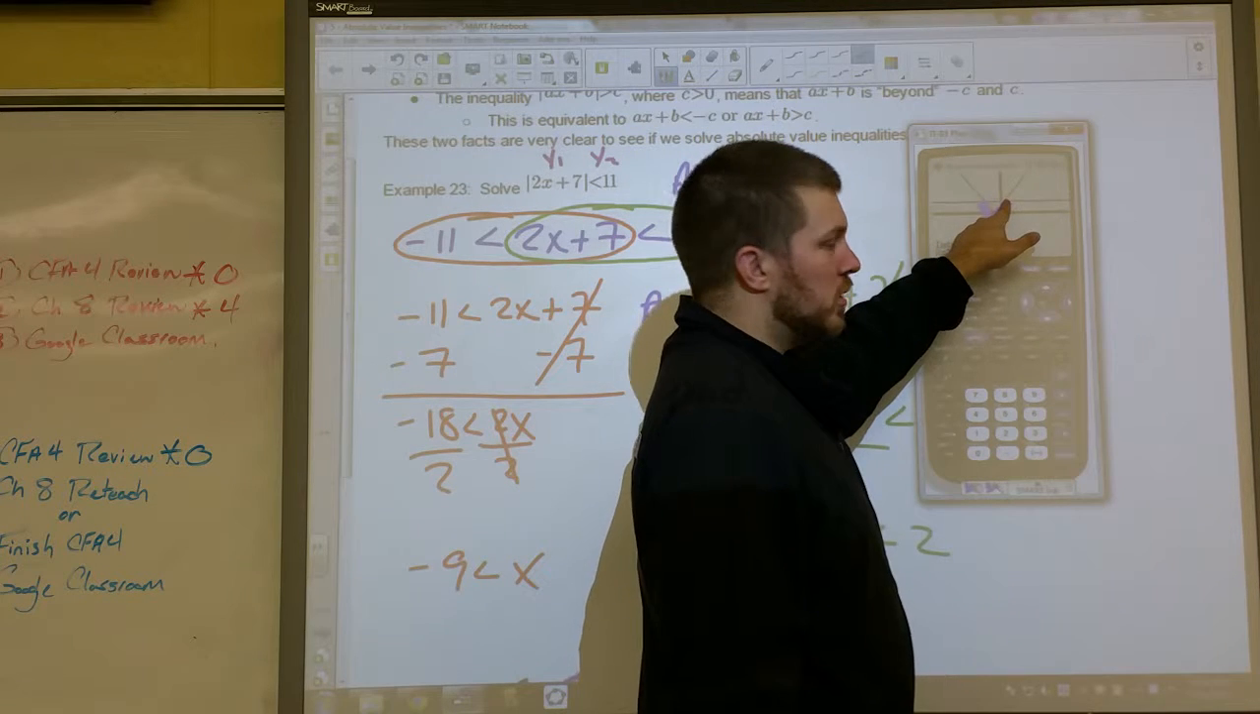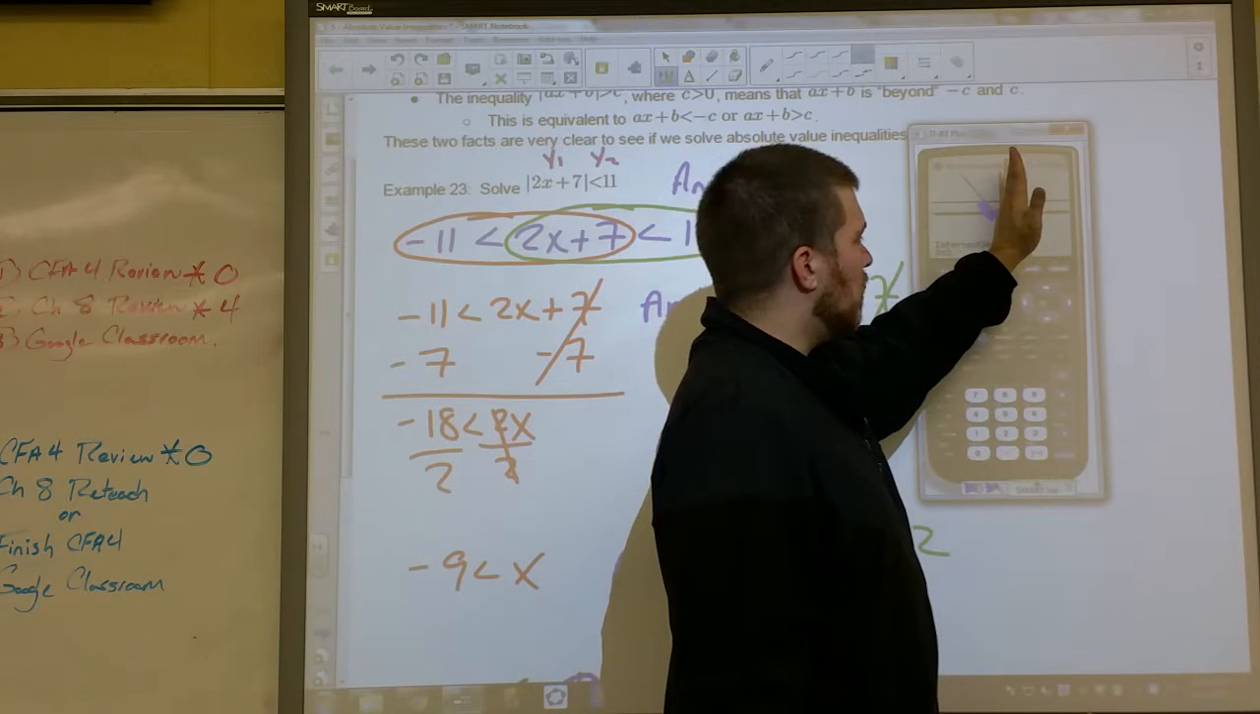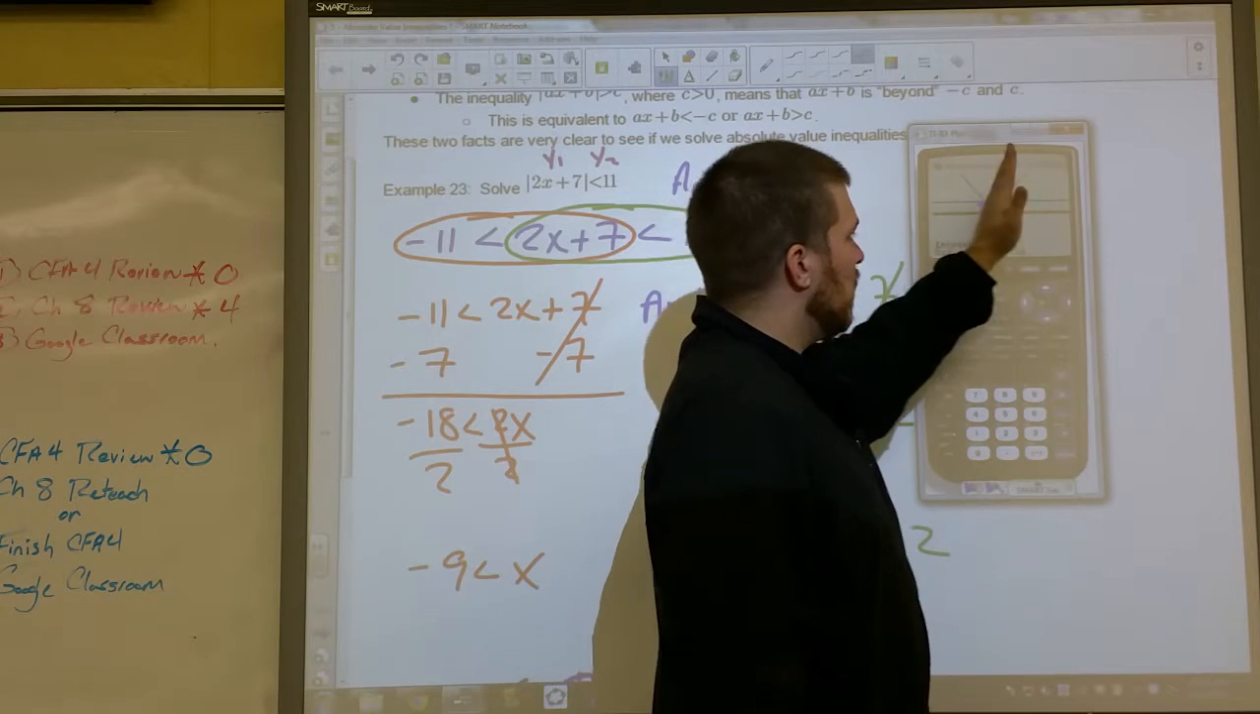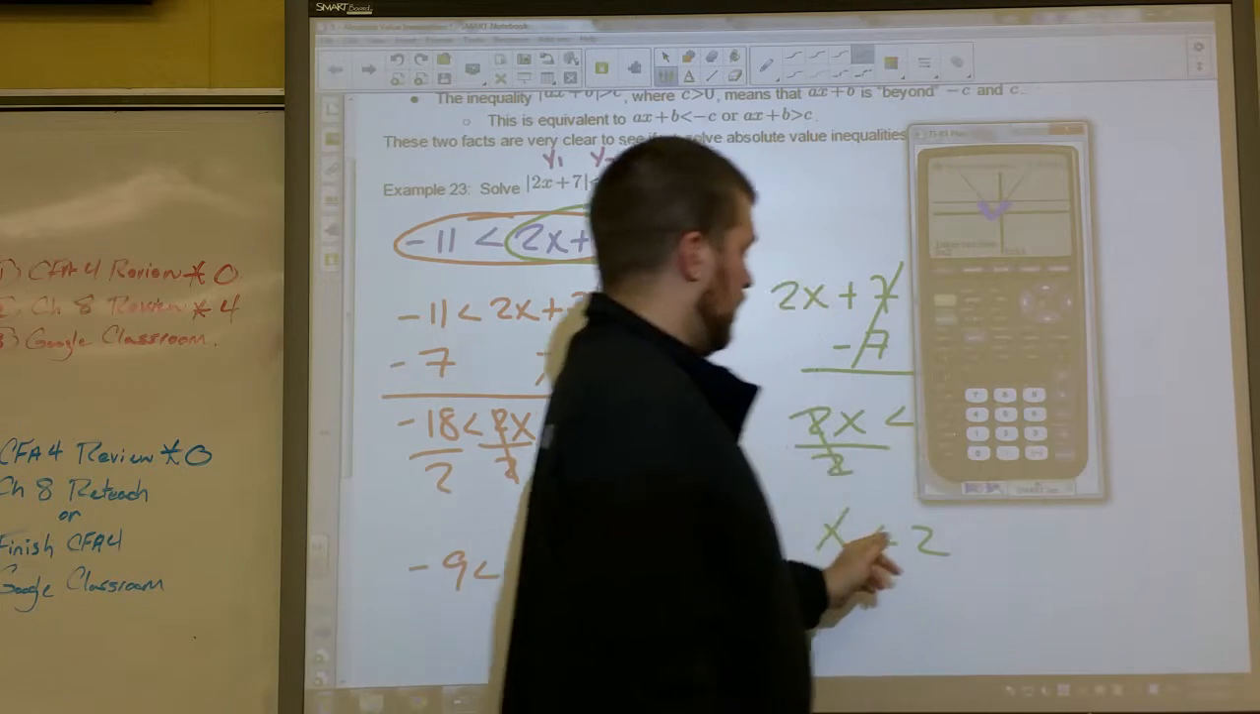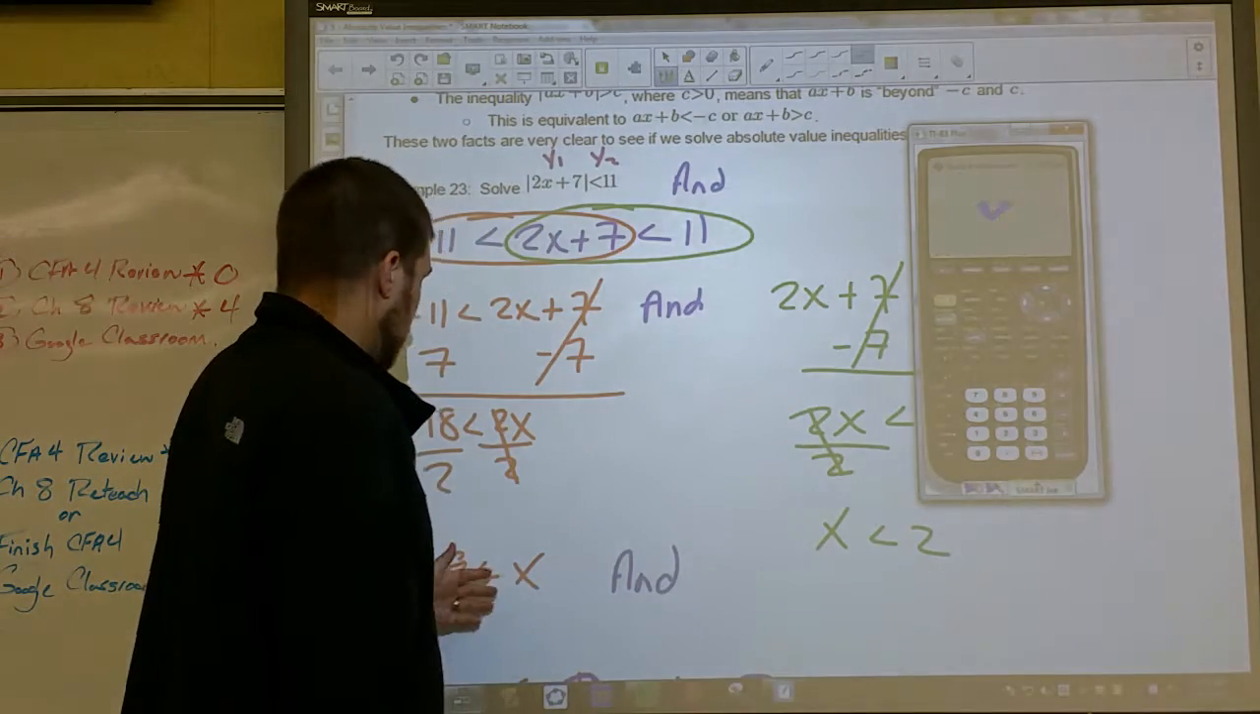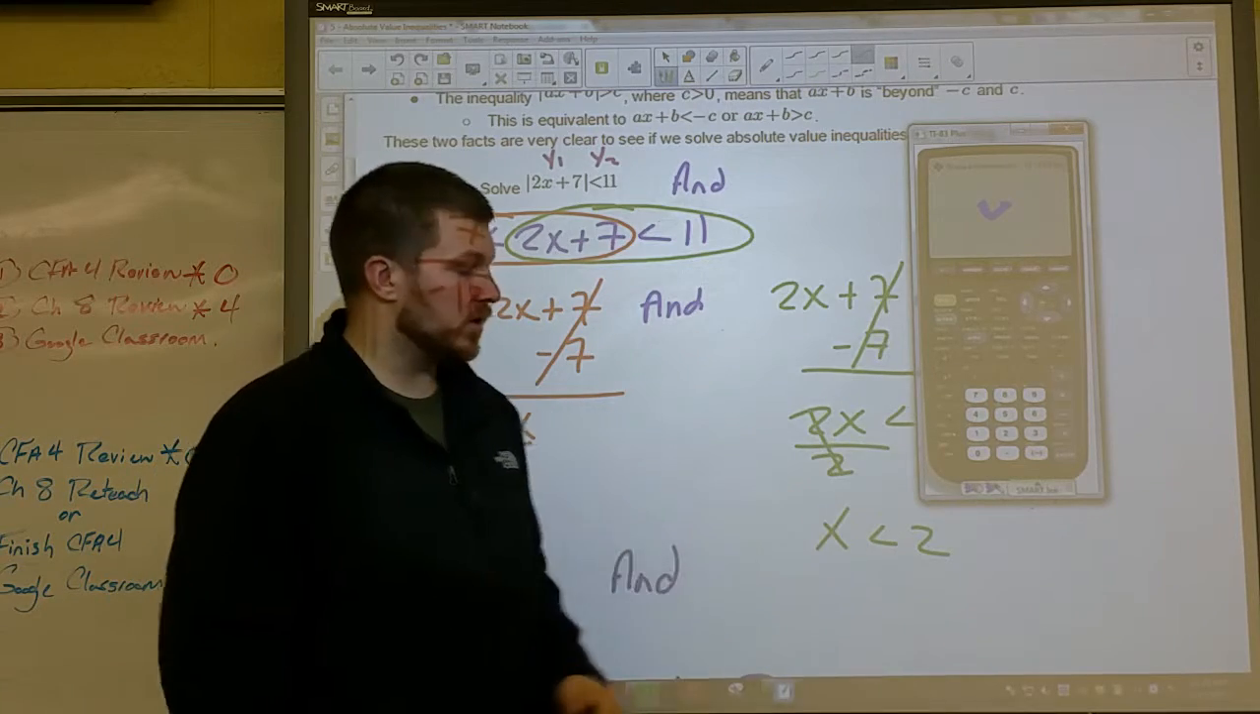Here is x equals 2. We want to follow the shaded part of the graph. We're going to the left. That means we're going less than 2, x less than 2. So we see we can get these two inequalities from the graph.